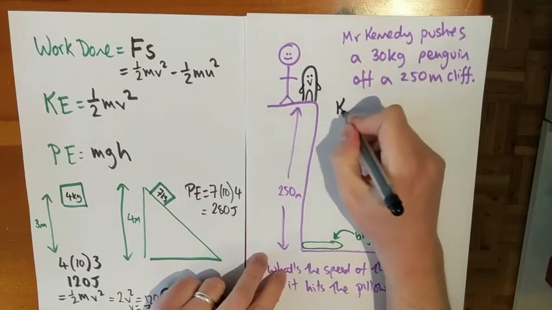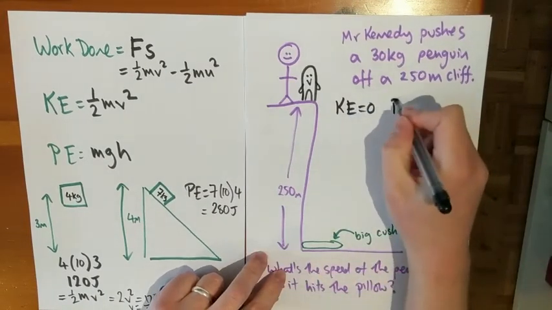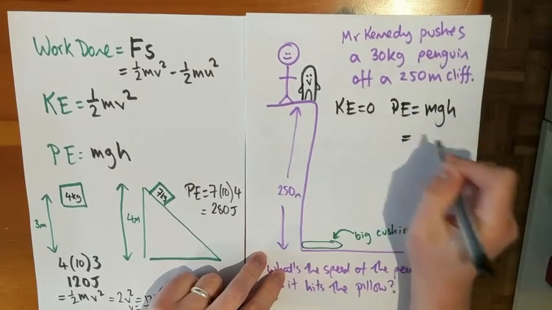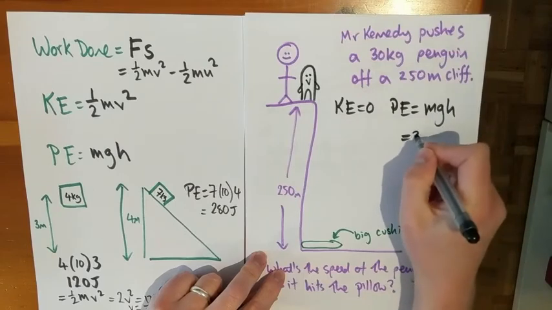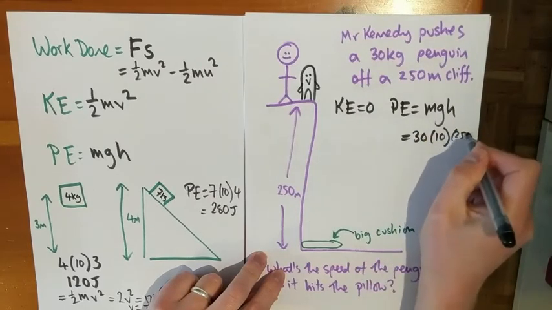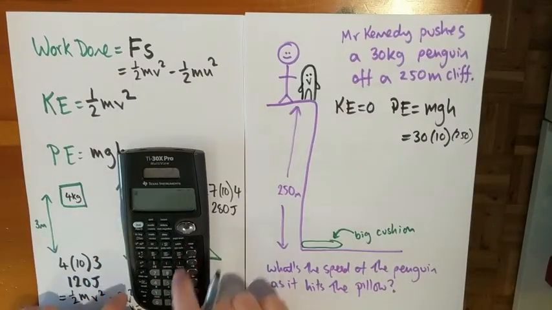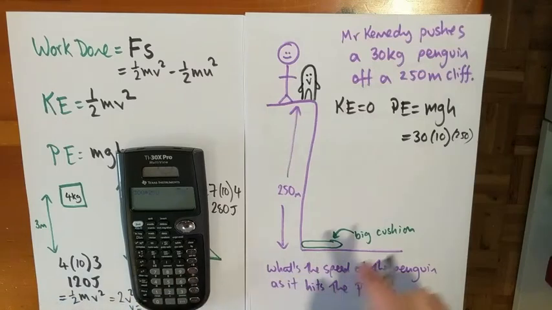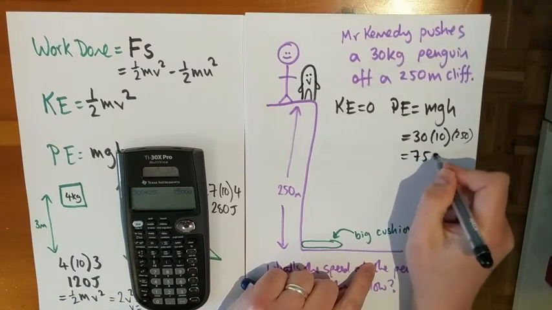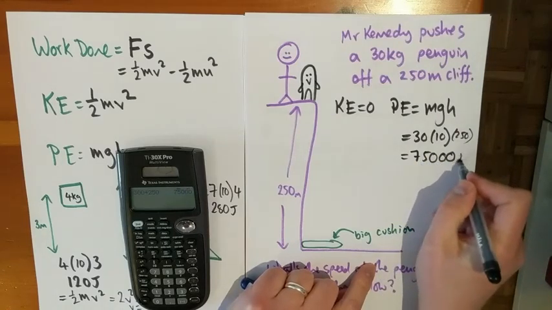So at the top, the kinetic energy is 0 because it's not moving until I push it. The potential energy is equal to mgh, which, this is a 30 kilogram penguin, times 10, and the height, which is 250. So that gives me 300 times 250. So the amount of energy at the beginning of this journey, this tragic journey, is, what's that, 75,000 joules.